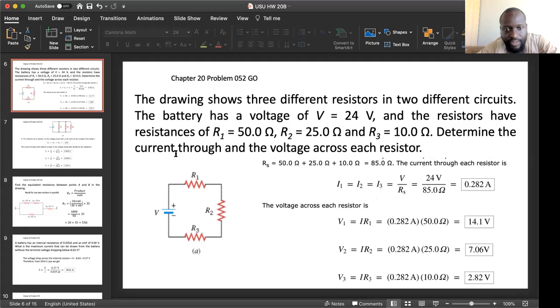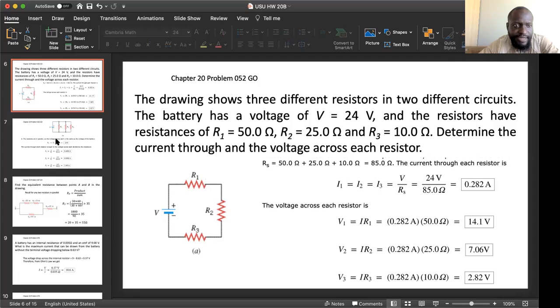The voltage is different. So what is V1? Voltage across 1 is I, the current I just got, times R1 to give me the voltage drop across R1. For V2, I times R2, for V3, I times R3. So I got the different voltages for each resistor. If I sum them up, it will give me back my 24 total voltage. That's how this works.